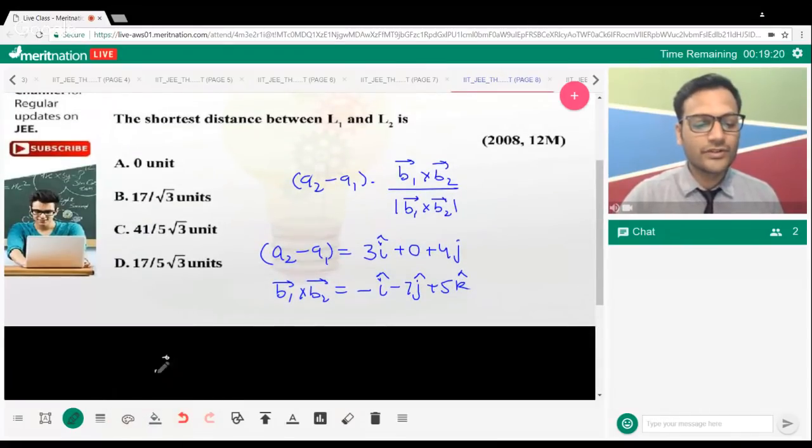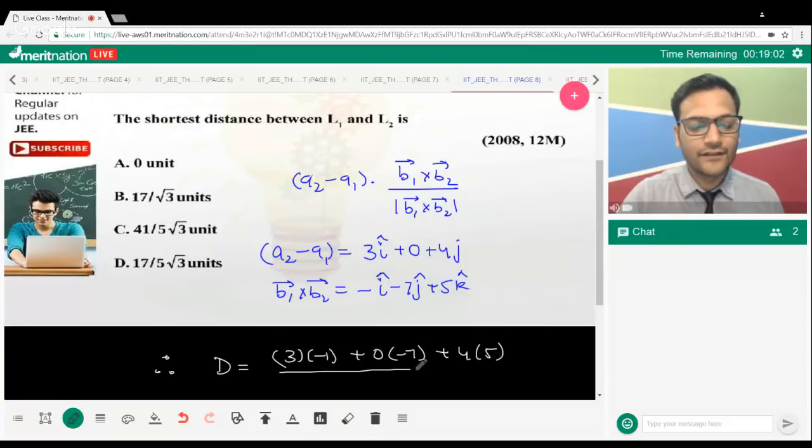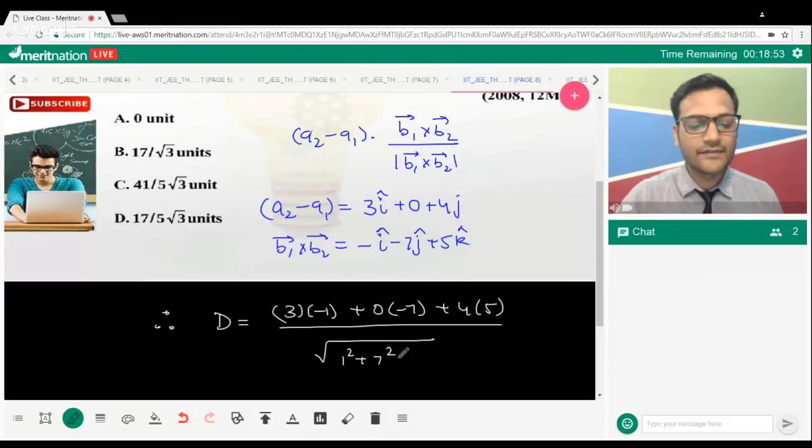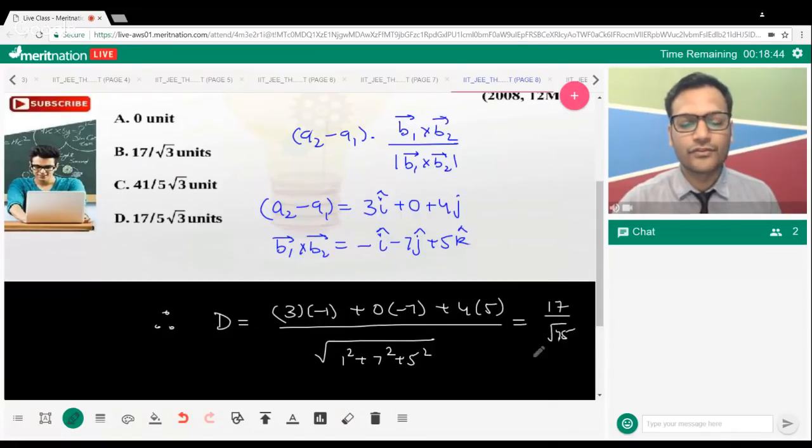So the first question was the only question wherein there was a bit of challenge. That's it. So the distance between these two skewed lines will be what? That'll be the dot product between the two. So 3 into minus 1 plus 0, obviously, into minus 7 plus 4 into 5 divided by the magnitude of this vector. Magnitude of this vector will be what? 1 square plus 7 square plus 5 square. So this turns out to be what? This is basically 0. 20 minus 3 gives me 17 upon square root of 75. Square root of 75 is 5 root 3. So 17 upon 5 root 3. So D turns out to be the answer to this question.